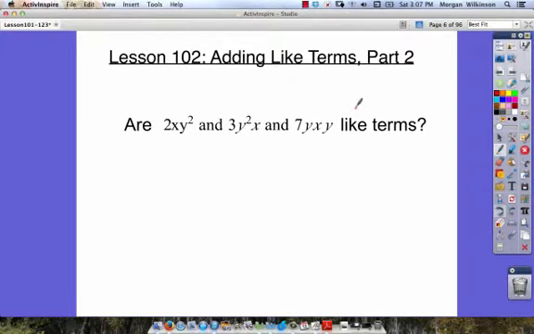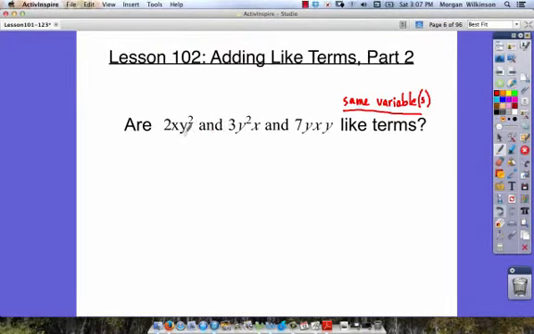Lesson number 102 is our second part of adding like terms. And our first question says, are 2xy squared, 3y squared x, and 7yxy like terms? Now we know like terms means that they have exactly the same variable. And it might be singular, the same variable, or it might be plural, the same variables.